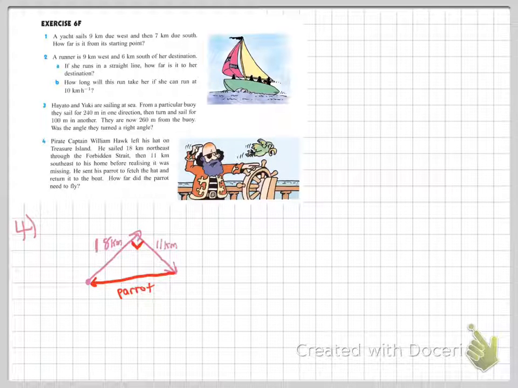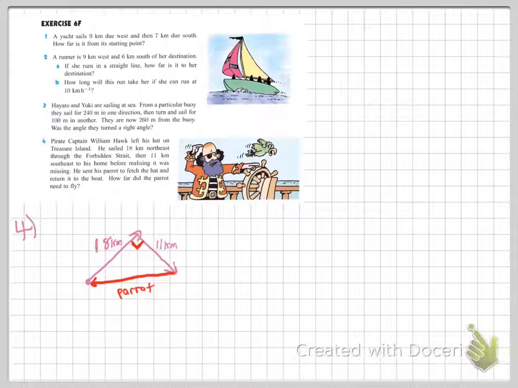Okay, so I'm going to do also, as another example, one of the book problems. Let's go ahead and work on number 4, where they talk about Captain William Hawke. He left his hat on Treasure Island. He sails 18 kilometers northeast, so I already drew that. So he starts here at this center, and he goes 18 kilometers northeast right there.